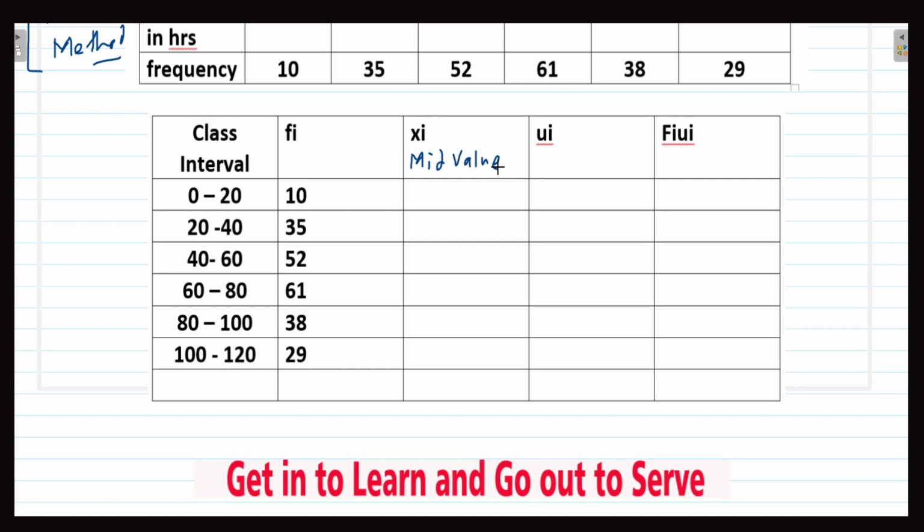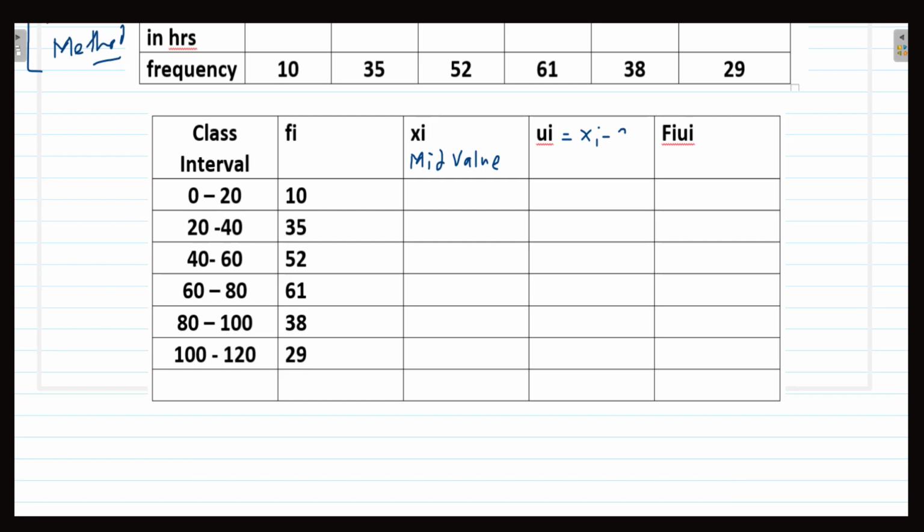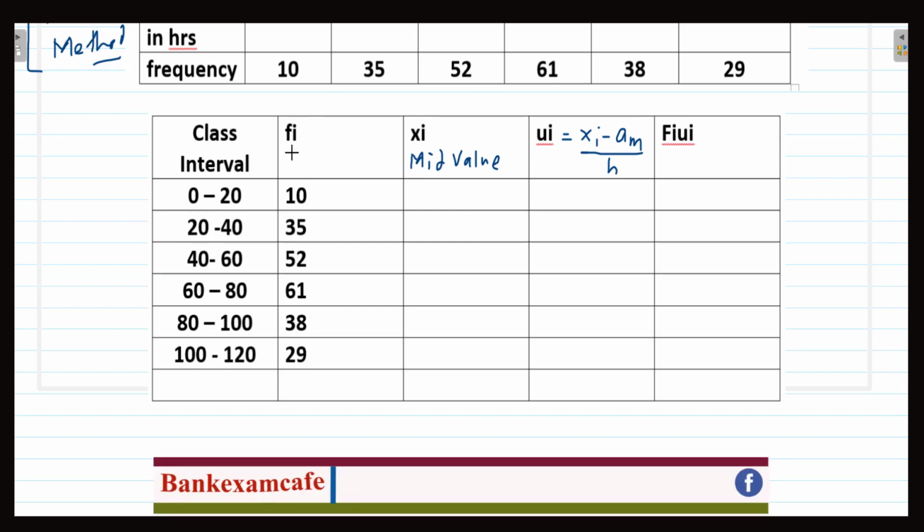You have seen in the previous two episodes how to find the mid value. Ui is nothing but xi minus am upon h. This is the ui, and the last column is of fi into ui, means the product of these two columns. So 10 multiplied by whatever the ui will be here, that will give you the fi ui. So first of all we will find the mid value, then we will see what is this.